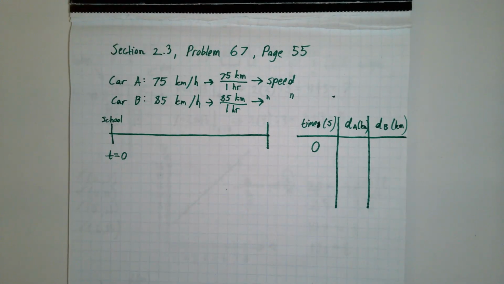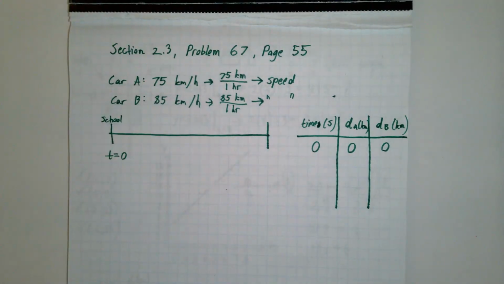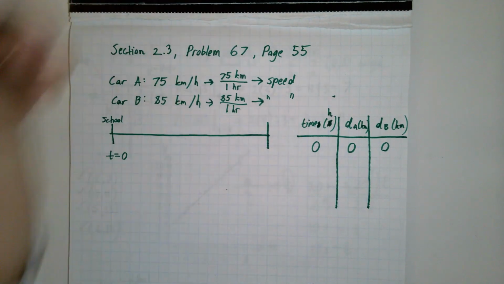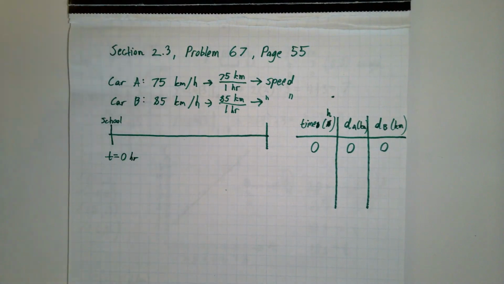At time 0, both are at the school, so they haven't traveled any distance. And we have time here measured as seconds. That shouldn't be there. I should put hours, right? Because we're going to look at a period of 3 hours. Over a period of 3 hours, what is the position of each of these cars?